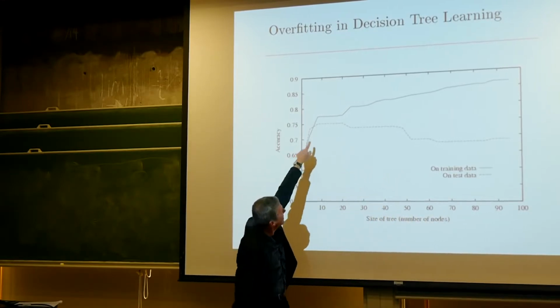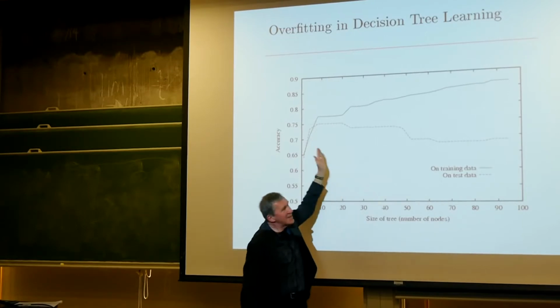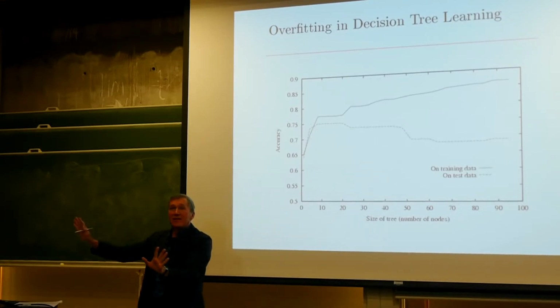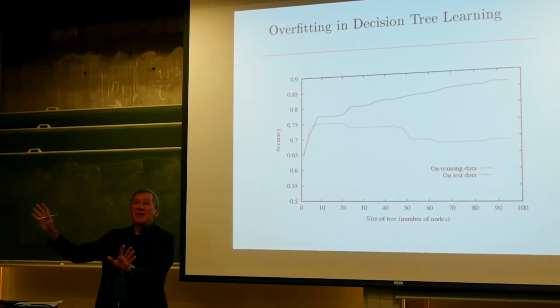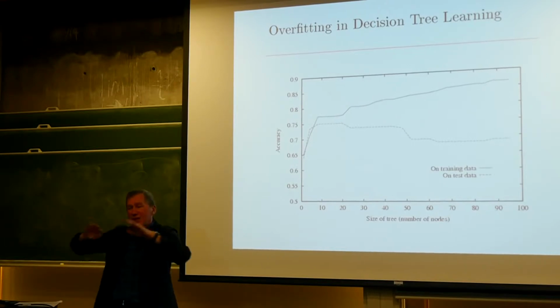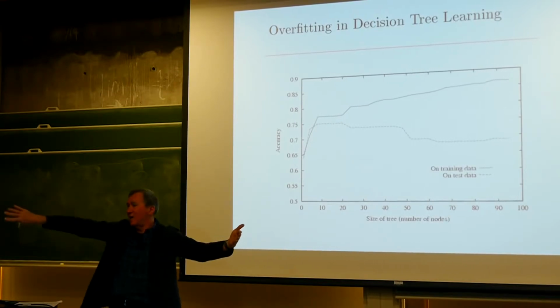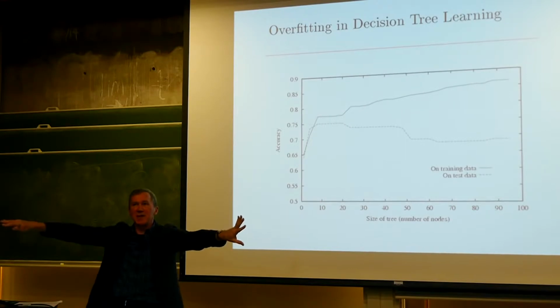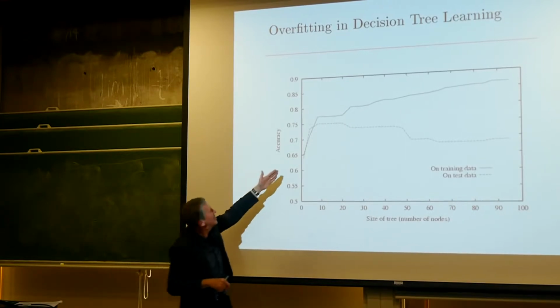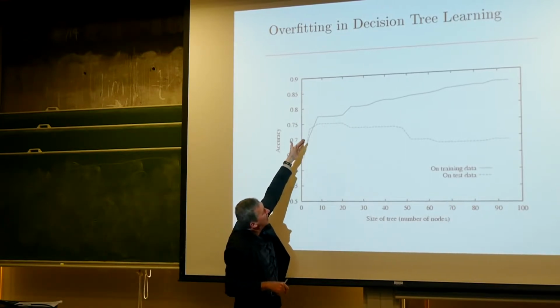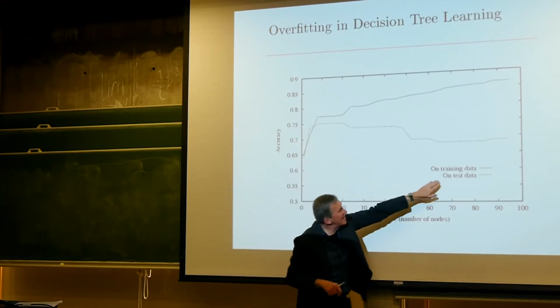But here you see on the dotted line, the lower curve, its accuracy on a held out subset of the data. Originally I had this much data, I held out that much, and I only trained on this much. So the training procedure did not get to see this test data.